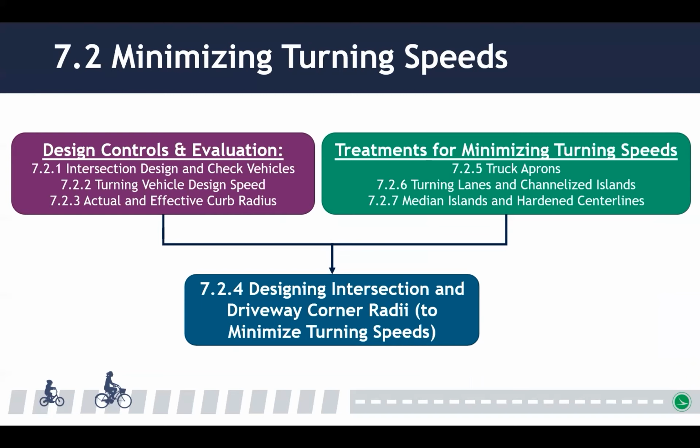The first 3 subsections discuss design controls and evaluation for right-turning vehicles. The 4th subsection outlines steps that should be taken to keep speeds low at turns. In some cases, additional treatments are recommended, as described in the final 3 subsections. The process of minimizing turning speeds is often iterative to find the right treatments to accomplish intersection goals.